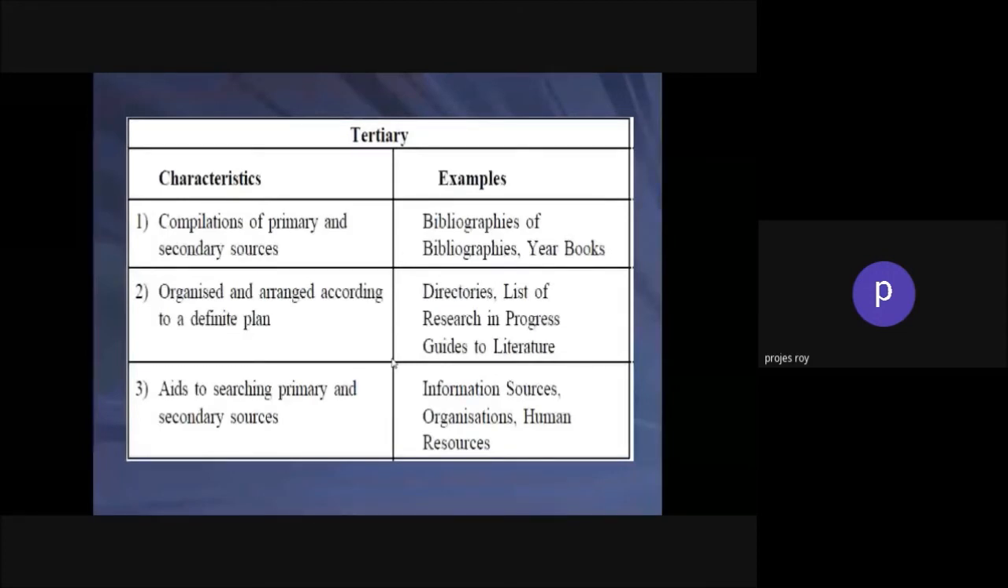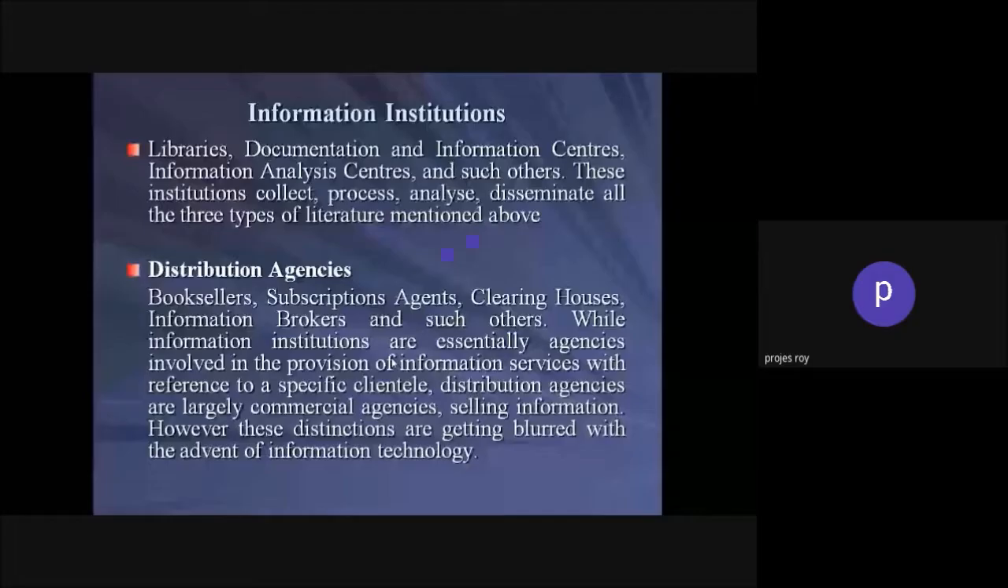Now here, information institutions: libraries, documentation and information centers, information analysis centers, and such others. These institutions collect, process, analyze, and disseminate all three types of literature mentioned above. So the job of the documentation center or information center is to process all three kinds of documents: primary, secondary, and tertiary.